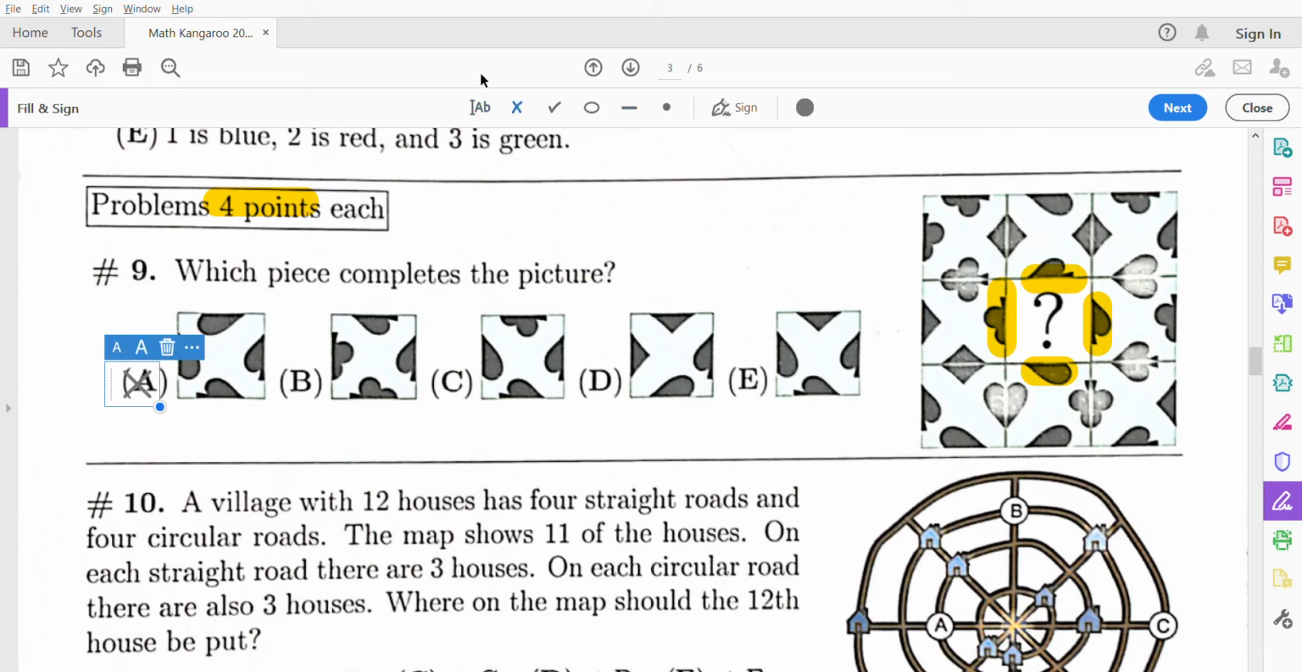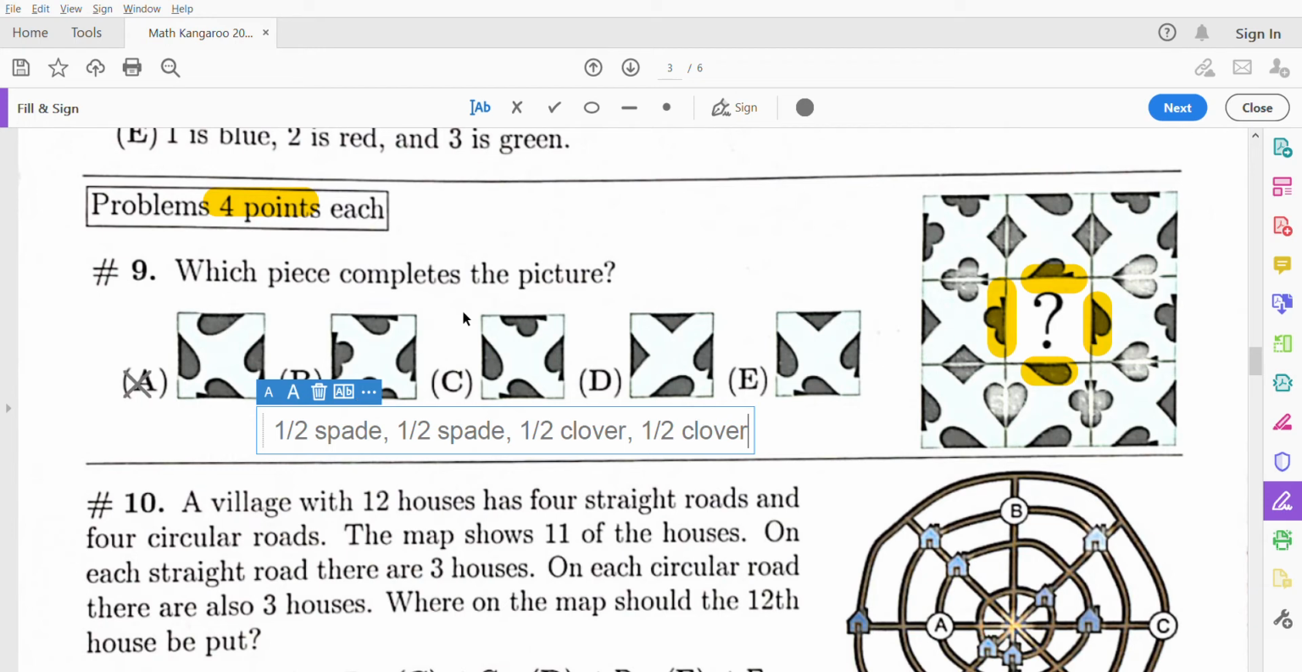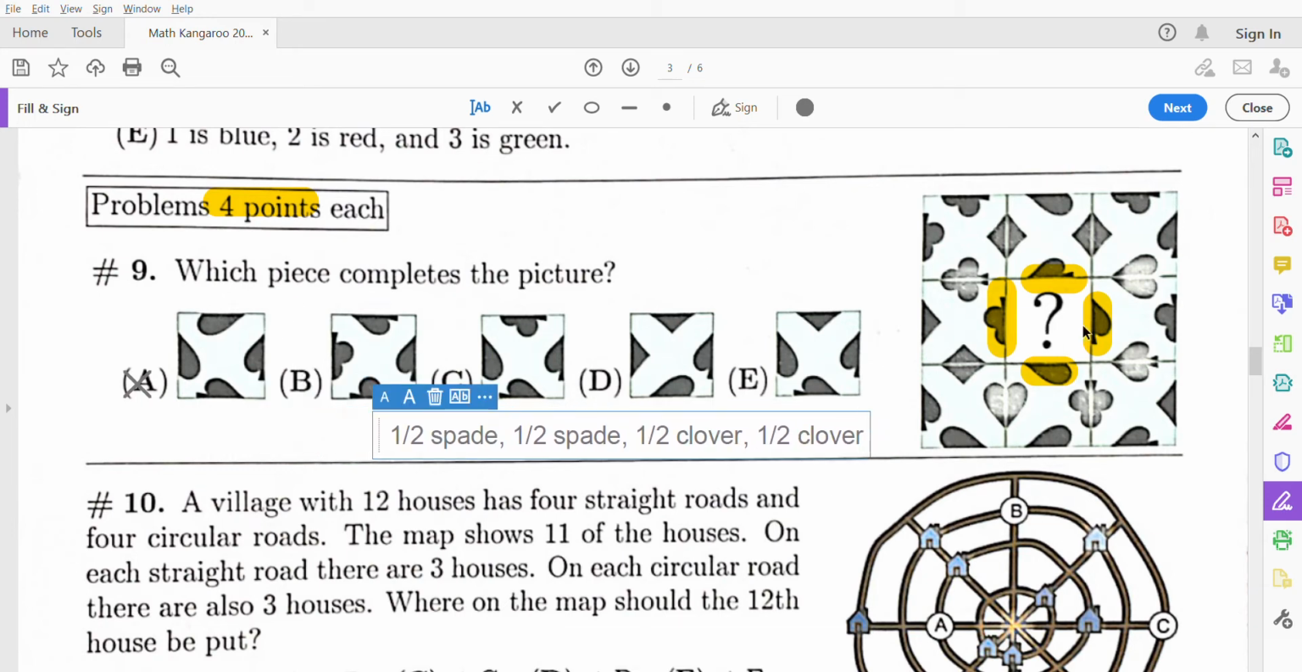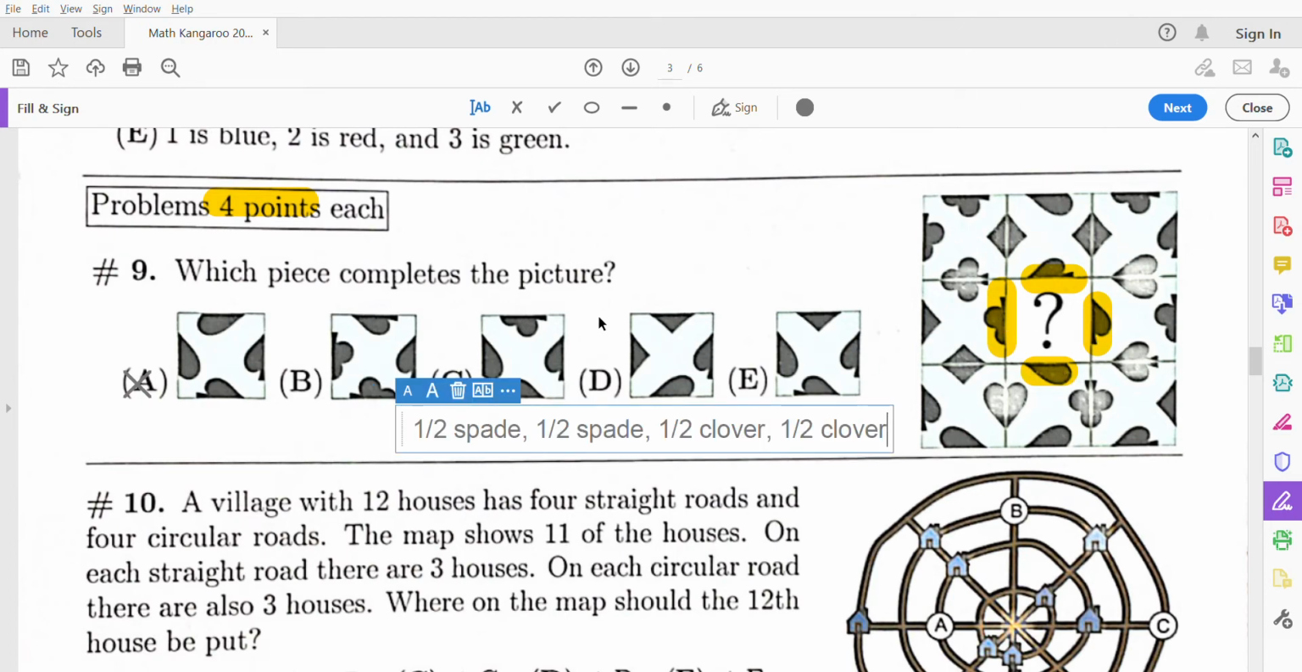On to B. B has half a spade, half a spade, half a clover, and half a clover. So, as I mentioned, we want half a spade, half a spade, half a heart, and half a clover. We don't want half of a clover again. We want half a heart instead. So that is why we can cross out B.